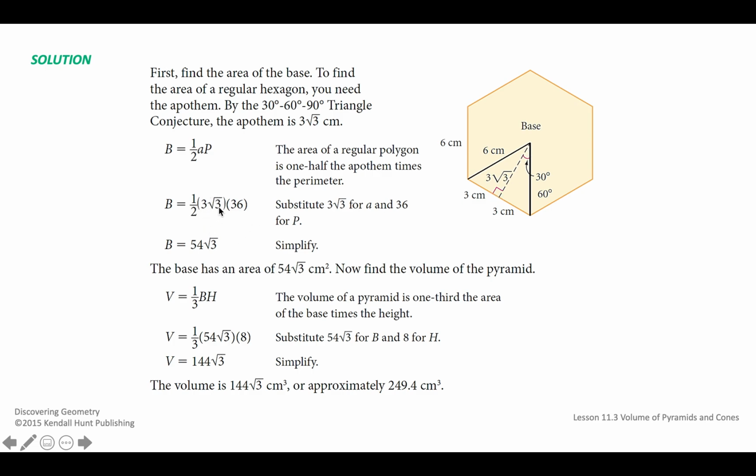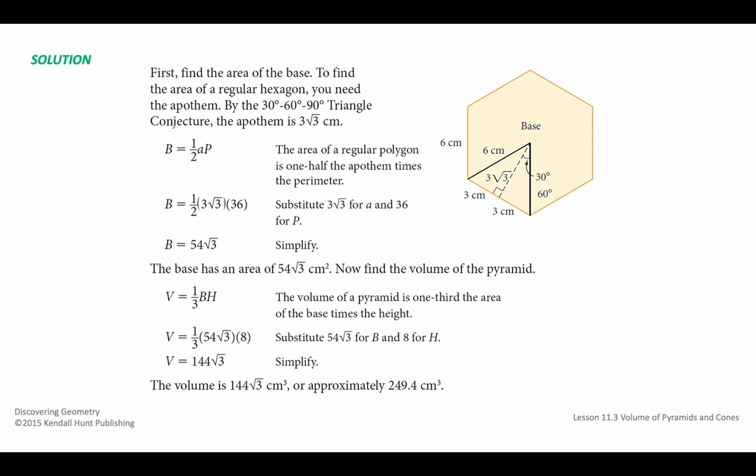So we plug that in for the apothem. And then when you multiply this out, the 1/2 times the 3 times the 36 is 54. And then you still have that square root of 3 hanging around, so 54 times the square root of 3.